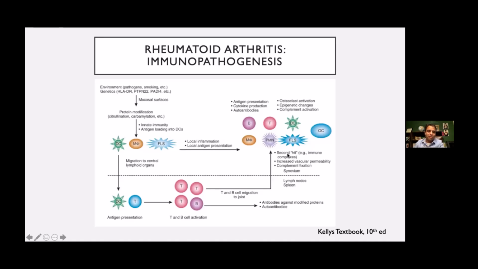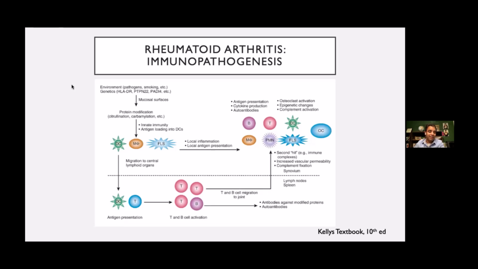Now, this is a picture that describes what we just discussed. I'll just quickly summarize. We discussed that you have to have genetic risk factors that include HLA-DR, PTPN22, and PADI. Those are some of the genes that are involved. I don't think you have to remember all of them, but if you could remember HLA-DR, that is sometimes tested in your boards. That is one of the genetic risk factors of rheumatoid arthritis.